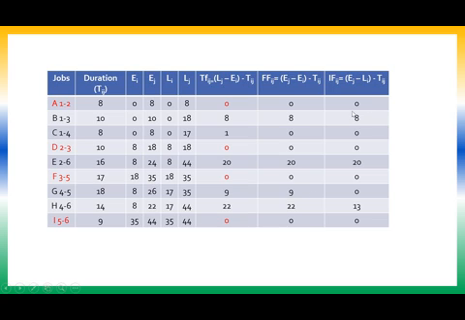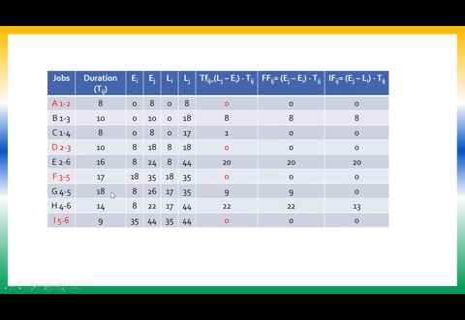Then coming to the independent float, it is Ej minus Li minus Tij. So 8 minus 0 minus 8, 0. 10 minus 0 minus 10, this is also 0. 8 minus 0 minus 8, 0. 18 minus 8 minus 10, 0. 24 minus 8 minus 16, this is also 0. 35 minus 18 minus 17 is also 0.